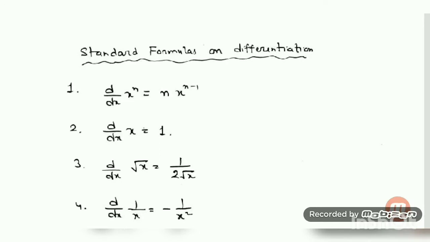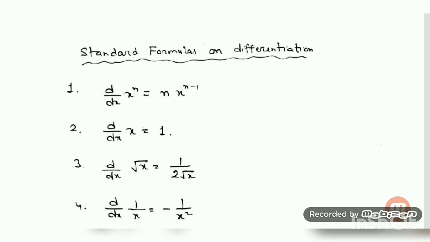Hello student, good morning. Today I want to start the chain rule for differentiation. But before starting this chain rule, we can start only when you remember the standard formulas of differentiation which you have derived in class 11 from the definition of differentiability. Okay, these formulas now we have to remember.